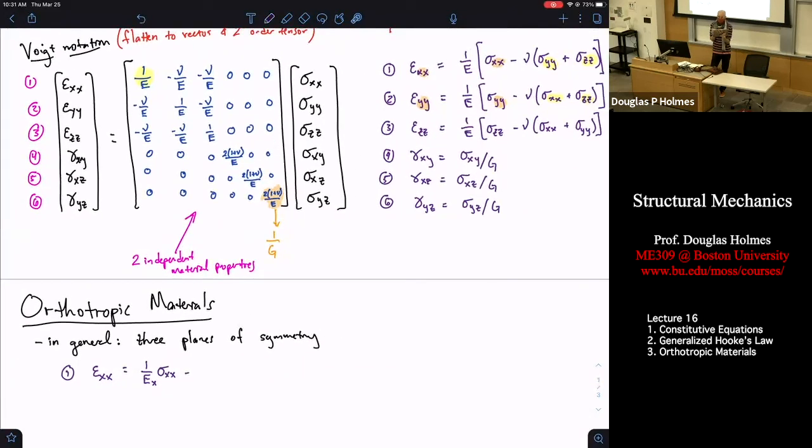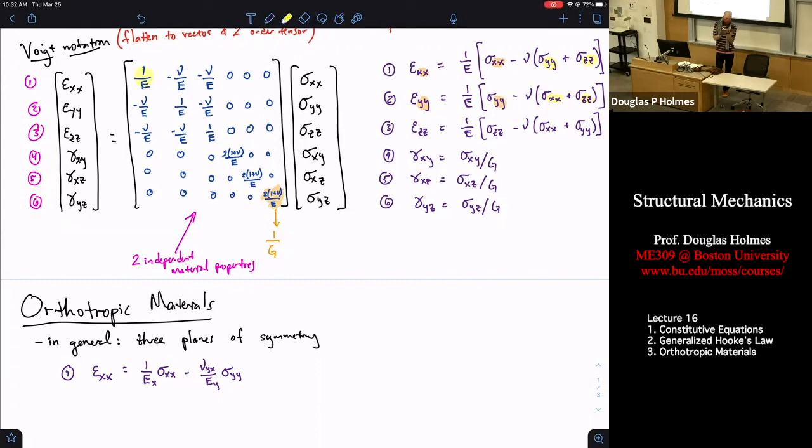minus, see if we can, there we go. Now look over here. We have nu times sigma yy. Well, now it's not nu, because nu would assume that all the Poisson ratio is the same in every direction. Now it's going to be minus nu yx over Ey times the stress in the yy direction, the normal stress in the y direction.